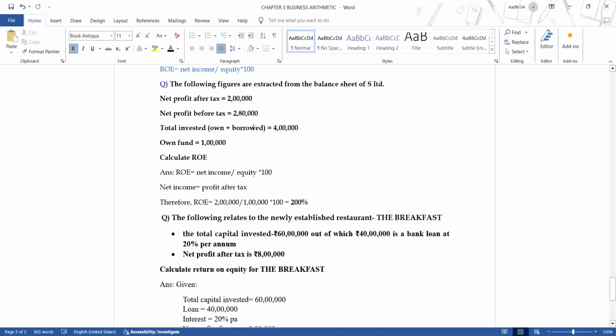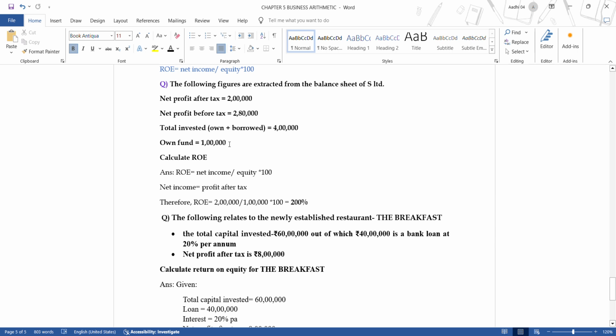These are the following figures that have been extracted from the balance sheet of S Limited. They have net profit after tax 2 lakh, net profit before tax 2,80,000, total capital invested, that is owned fund and borrowed fund total, is 4 lakh rupees and owned fund is only 1 lakh.